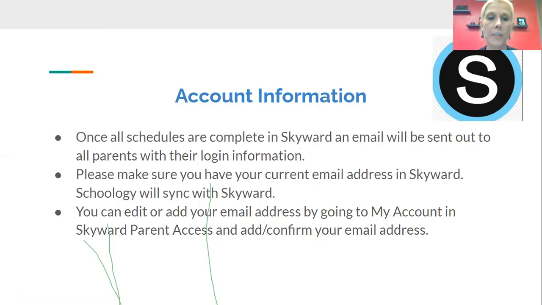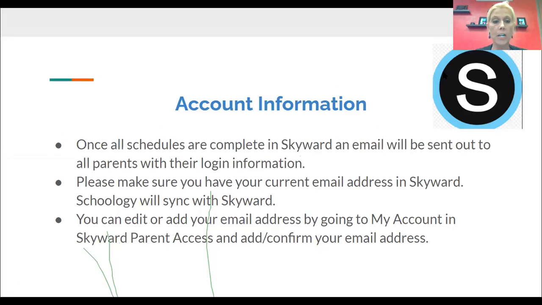First of all, I'd like to start off with the account information. Once all schedules are complete in Skyward, which they are currently, you should have your login information. You just want to make sure that we have the current email address and contact information in Skyward, so we have Schoology synced correctly with Skyward. Again, we have to have correct information in Skyward in order for it to link correctly with Schoology. You should have already received your login and password from Brian Colson, our technology director, that will enable you to get into your parent Schoology account.